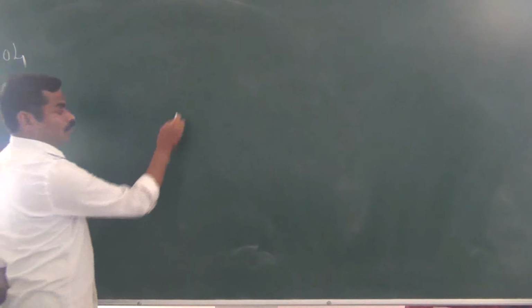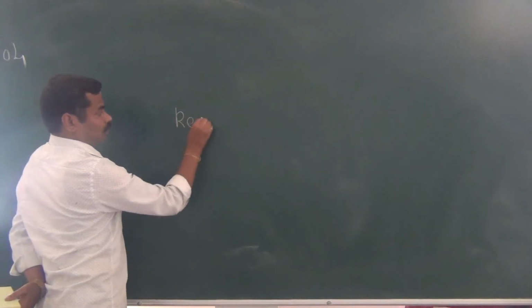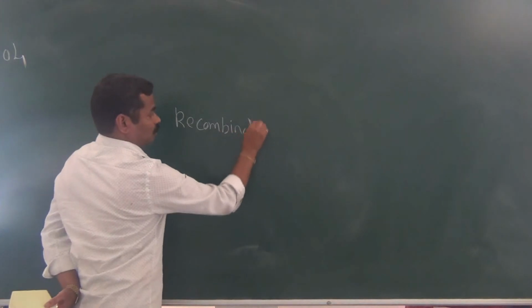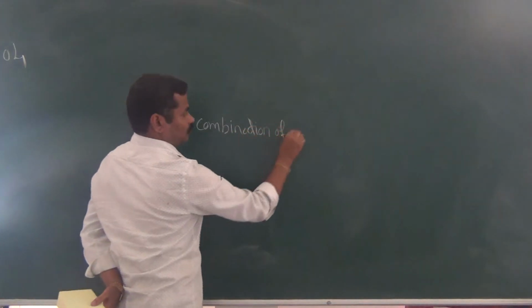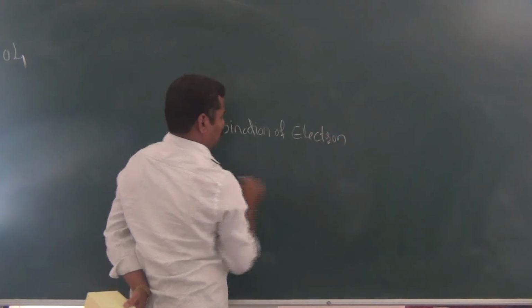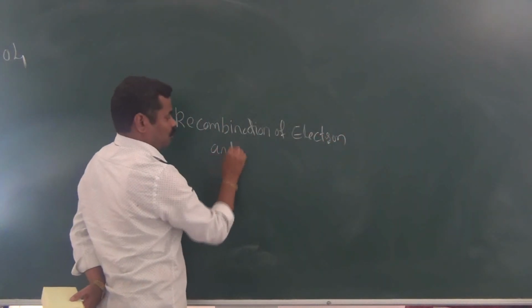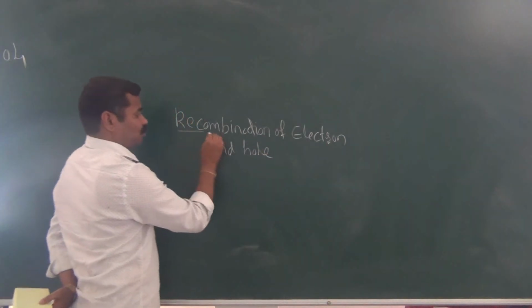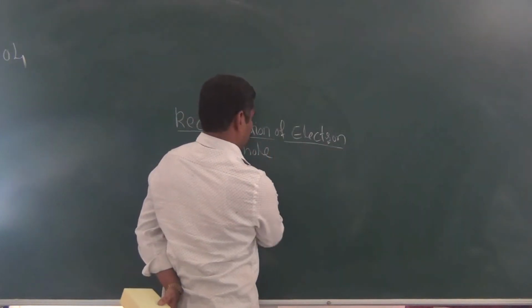And before going to the extrinsic semiconductor, you go for that. That is something about the recombination of electron and hole. What is the recombination of electron and hole? It is a very important process in the semiconductor.